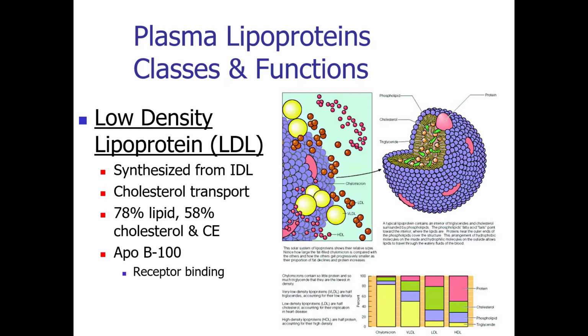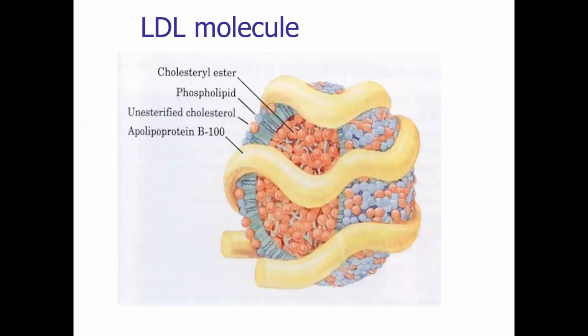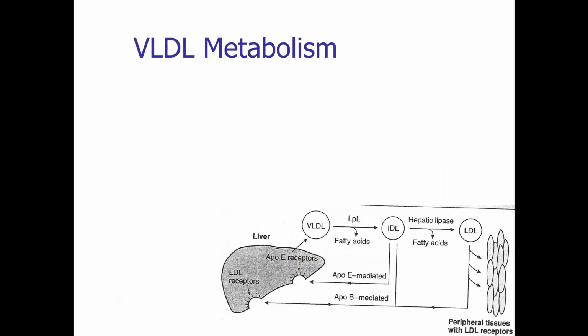It's synthesized from IDL, and the main function is to transport cholesterol, and 78% of it is made up of lipids, and then 58% is cholesterol. And then it has ApoB100, which also has the function of receptor binding. So this is the LDL. In terms of the structure, it contains cholesterol esters, phospholipids, unesterified cholesterol, and then apolipoprotein B100.